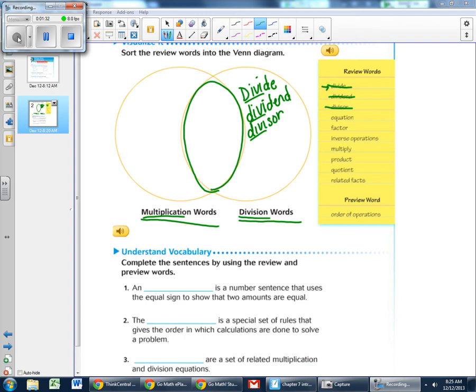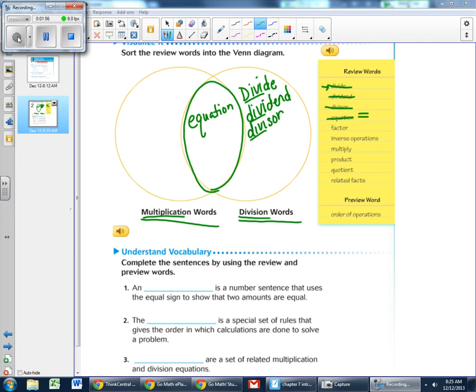Next one is equation. Thinking about what you know about multiplication and division and about the word equation. Remember, equation is a math problem written with an equal sign. So would equation be multiplication, division, or both? I think that it is both. So I'm putting it in the middle of my Venn diagram.